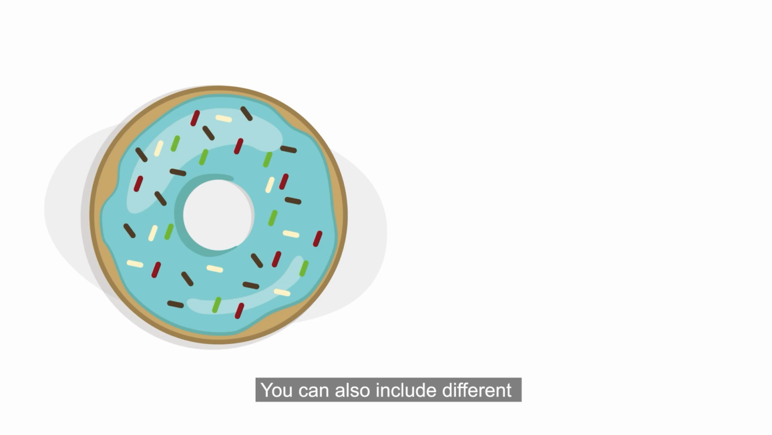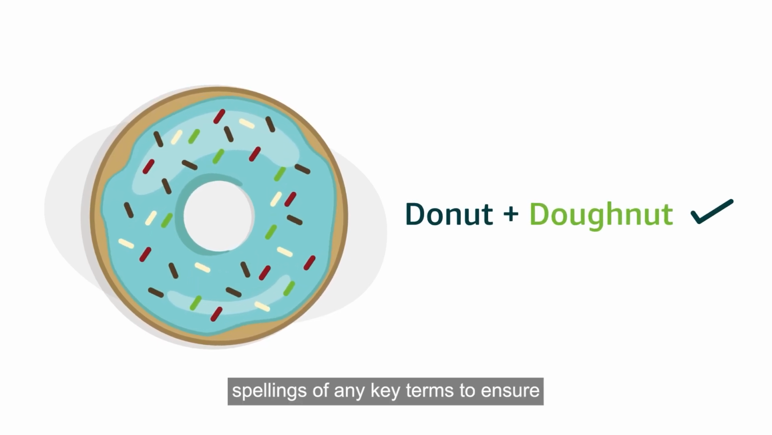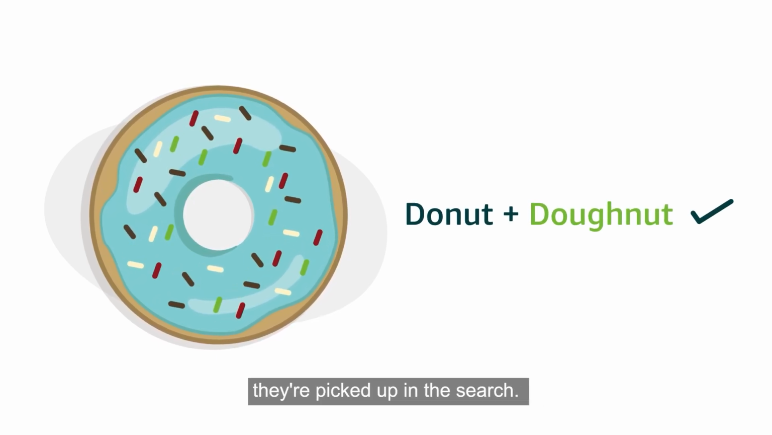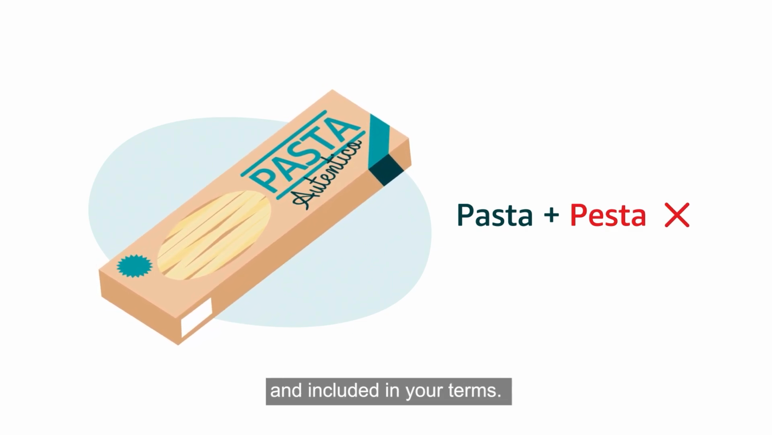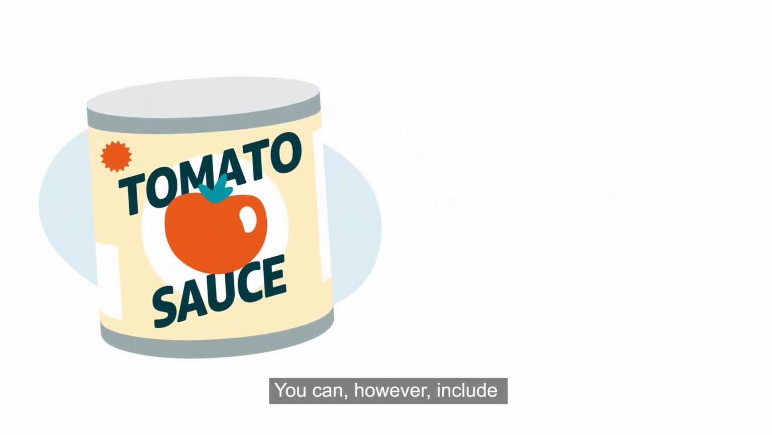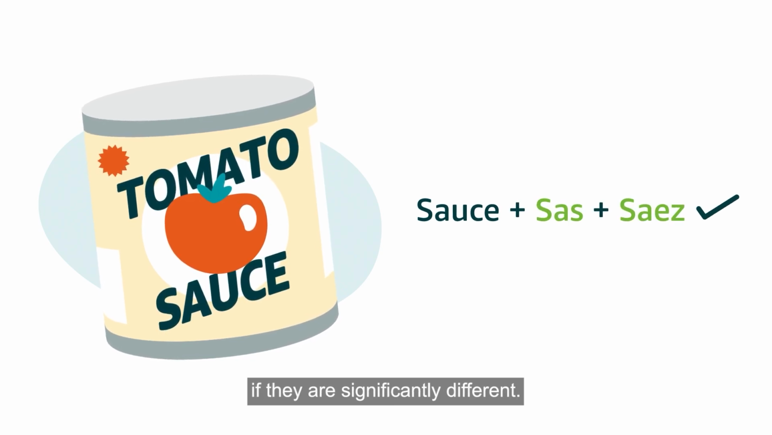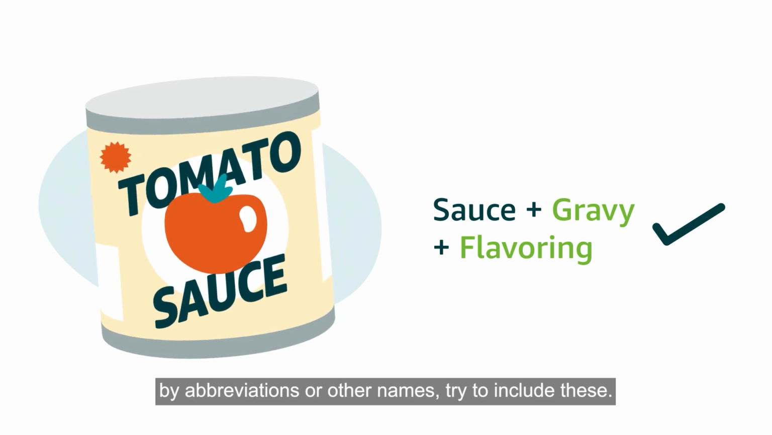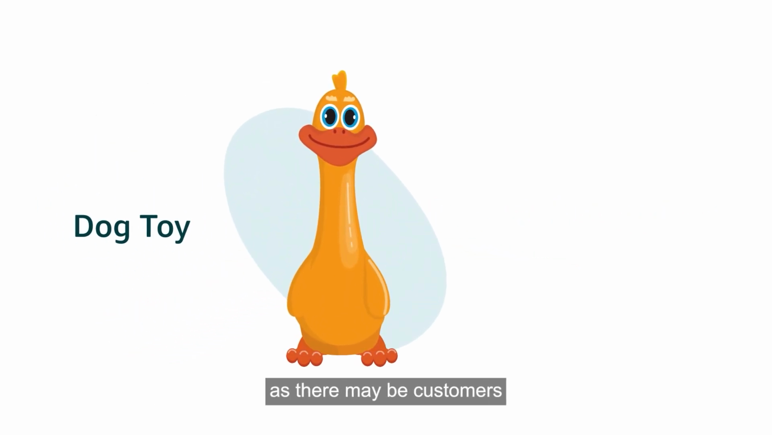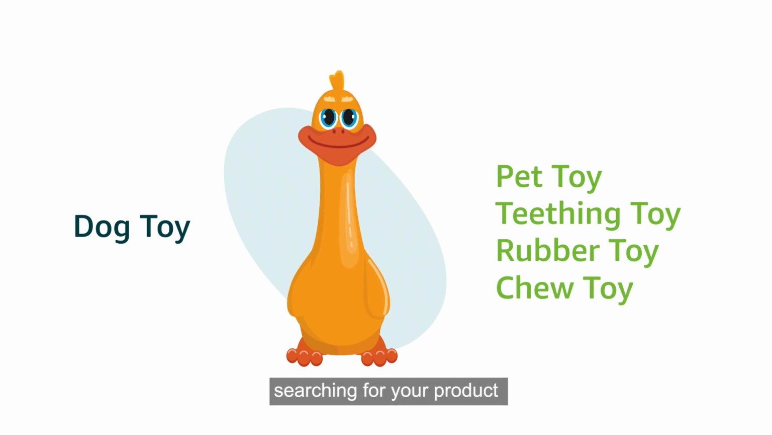You can also include different spellings of any key terms to ensure they're picked up in the search. There's no need for misspellings, as these will be detected and included in your terms. You can, however, include alternative spellings of your terms if they are significantly different. If your product is known by abbreviations or other names, try to include these. Include synonyms, as there may be customers searching for your product by a different name or title.